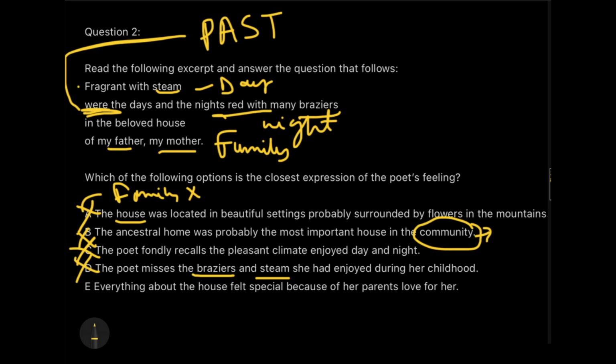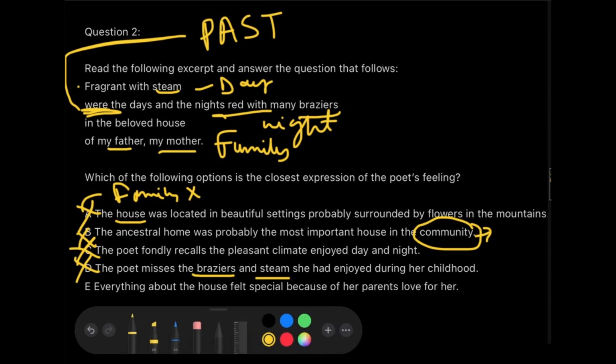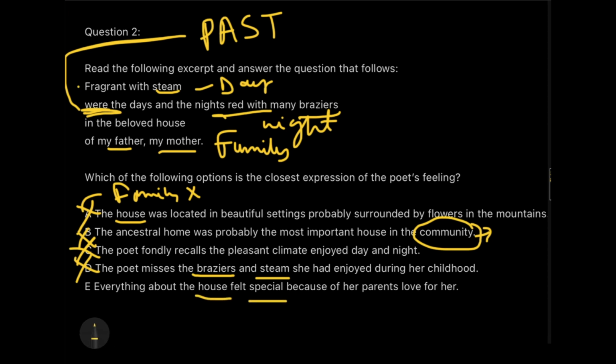Now we are left with only option E. So option E is the answer. But let's see how. Everything about the house felt special because of her parents' love for her. Now all the points are being captured. Point number 1: house felt special. Everything denotes day and night. So day and night, everything felt special, and the reason was her parents. Parents sum up the words father and mother together.